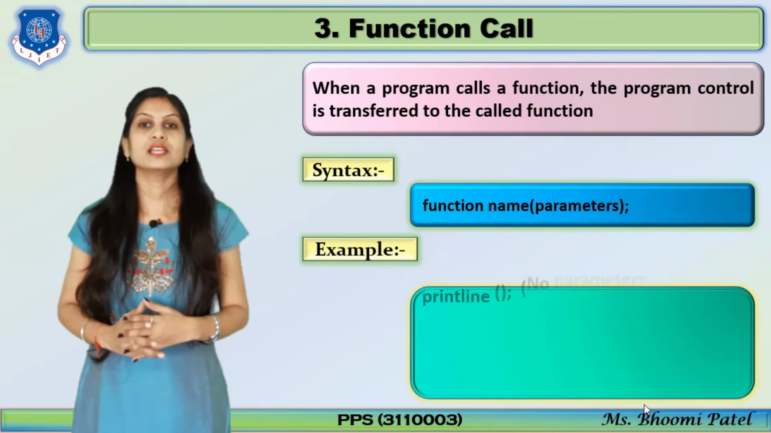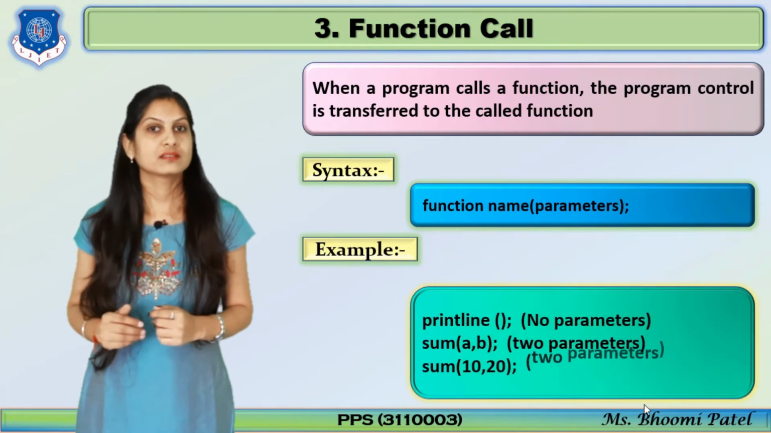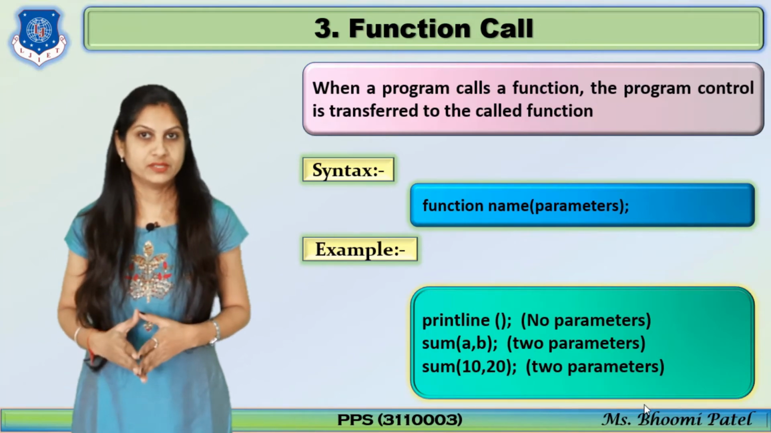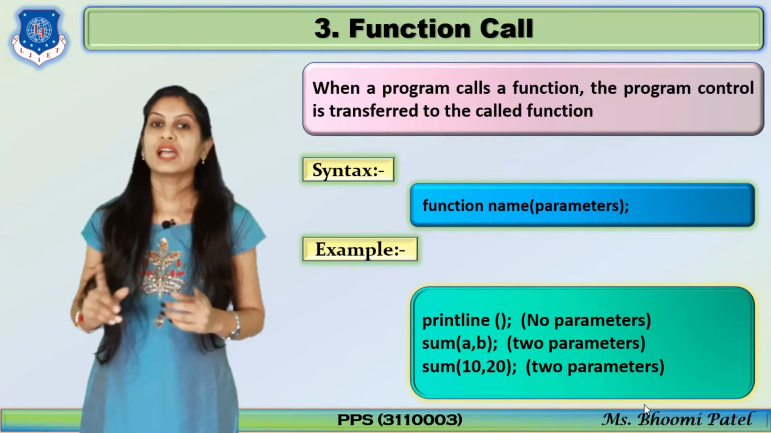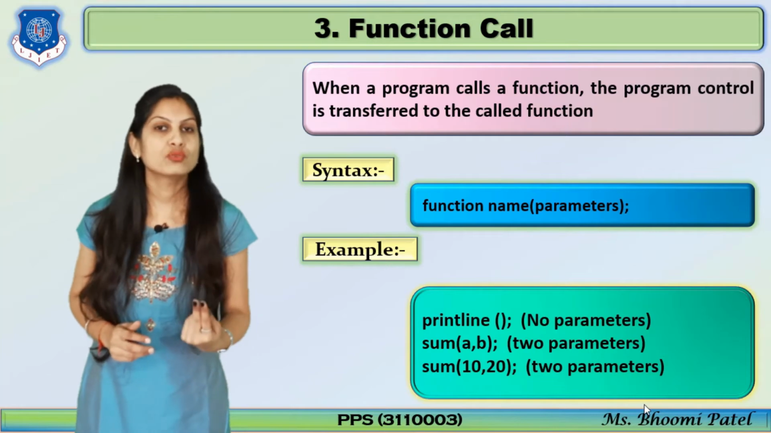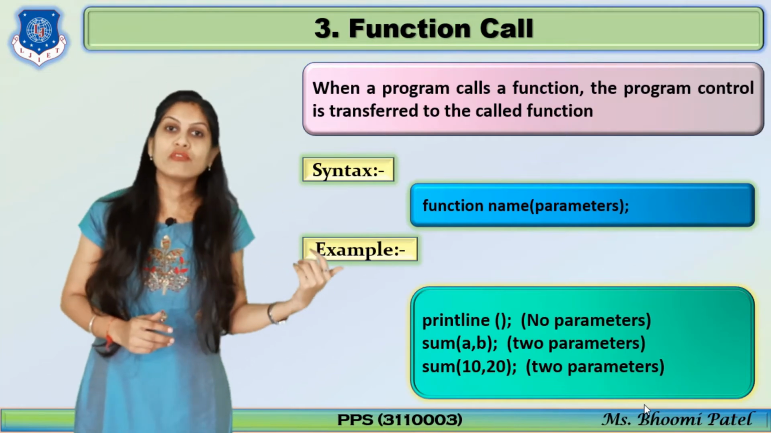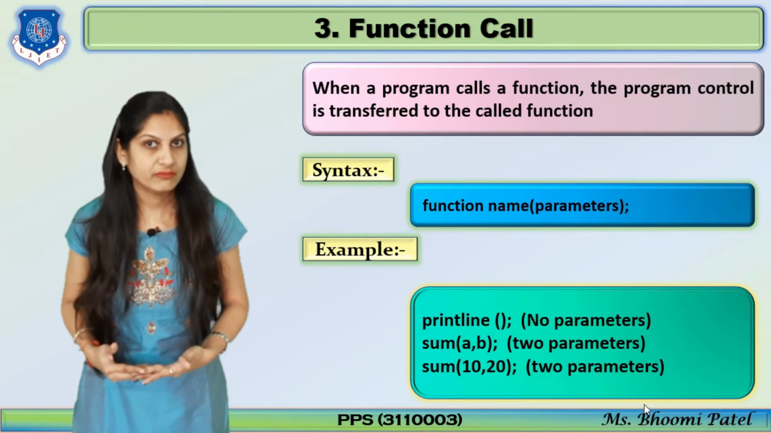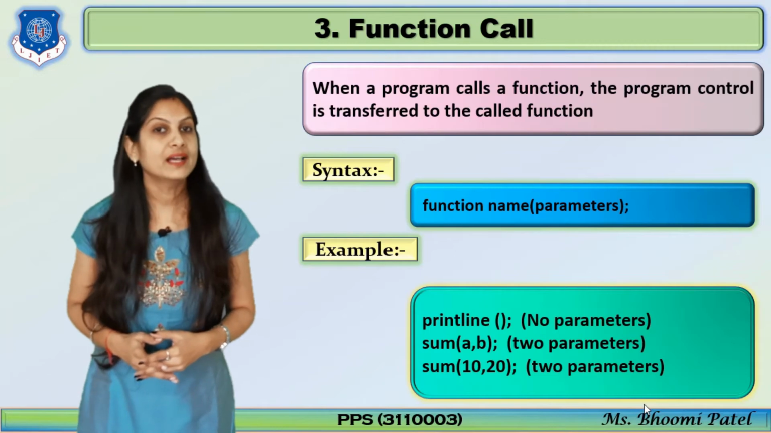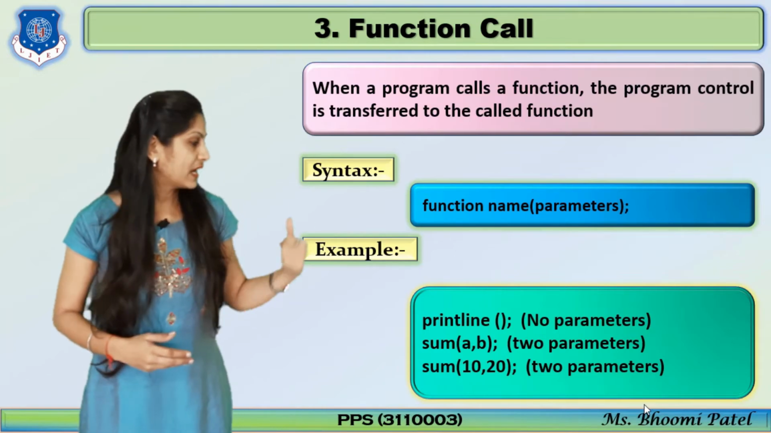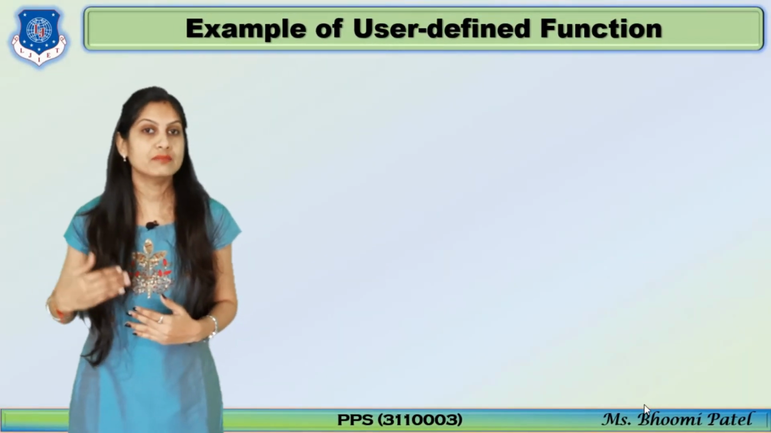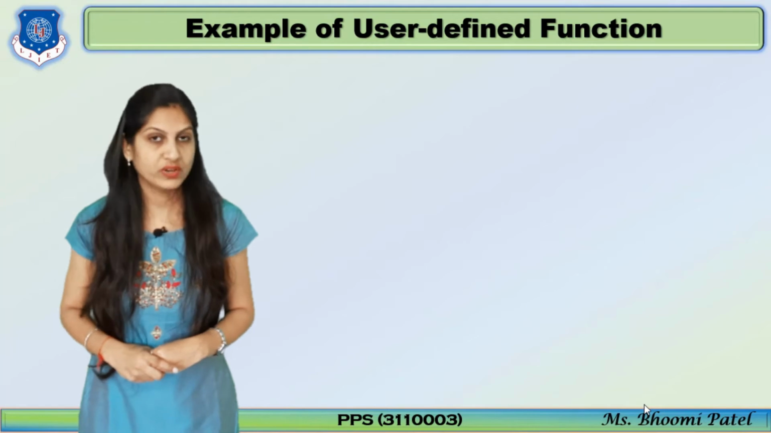The example here is first printline, that is the function name, and then empty brackets that indicate there is no parameter. The second example is sum, and inside the brackets we just have to pass the variable names. Here I am passing two variables, a and b. Instead of variables, you can also pass constant values, that is in the third example, sum(10, 20). So as per your need you can write any of the function calls. Now using these three elements we can create our own functions.